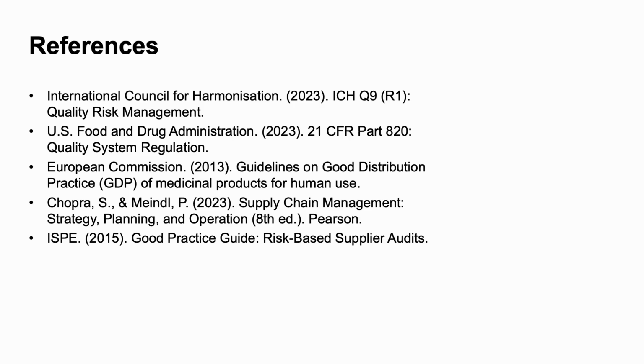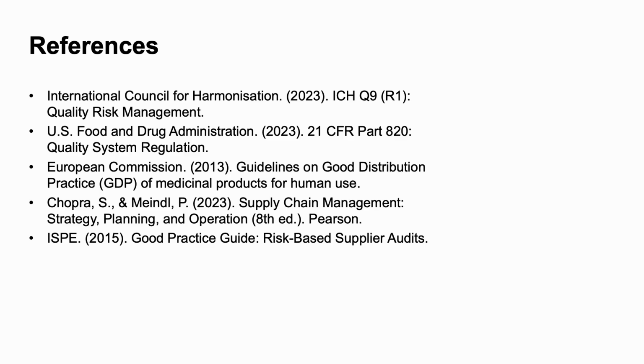ICH Q9(R1) Quality Risk Management provides the authoritative framework for risk assessment, control, communication, and review across the product life cycle. It underpins risk-based supplier oversight and proportionate control strategies. FDA 21 CFR Part 820 Quality System Regulation codifies design controls, supplier controls, process validation, and corrective and preventive action in the U.S. device context. Its principles inform risk-based practices across combination products.